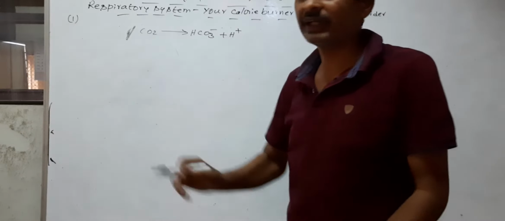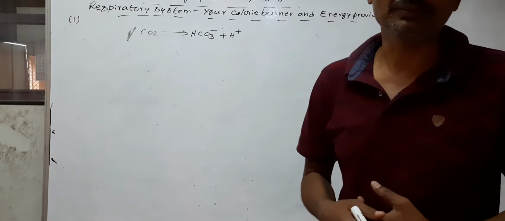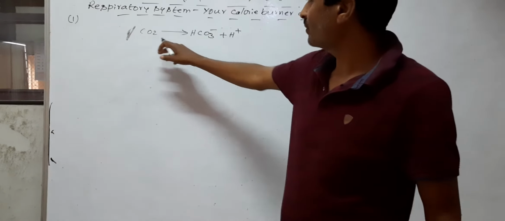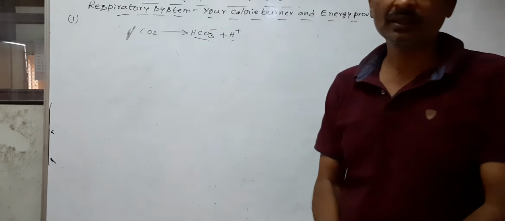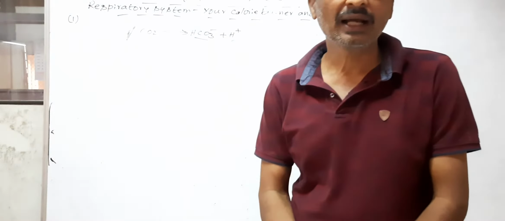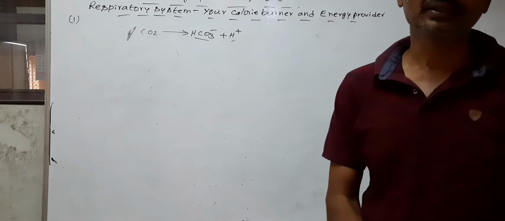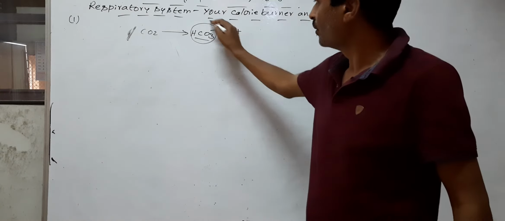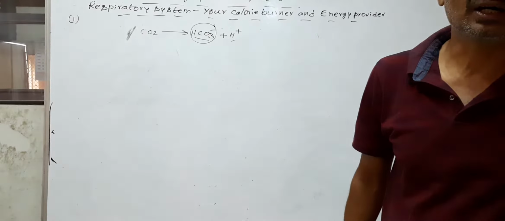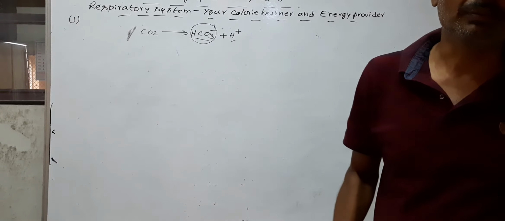Here, CO2 is very harmful to our body. It causes many problems. First, the CO2 dissolves in water to form bicarbonate ions and hydrogen ions. Here, the bicarbonate ions lower the pH of blood, threatening homeostasis. So, CO2 causes many problems.